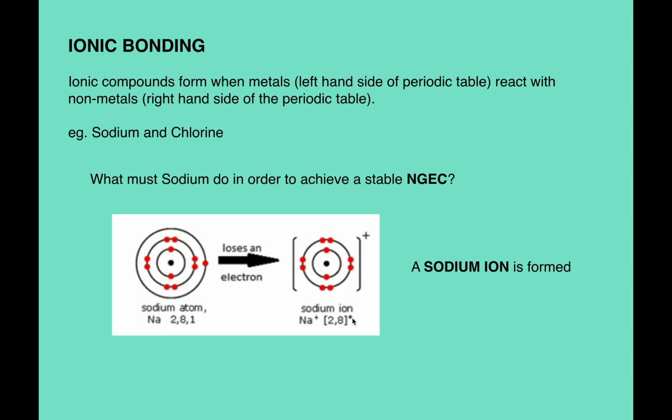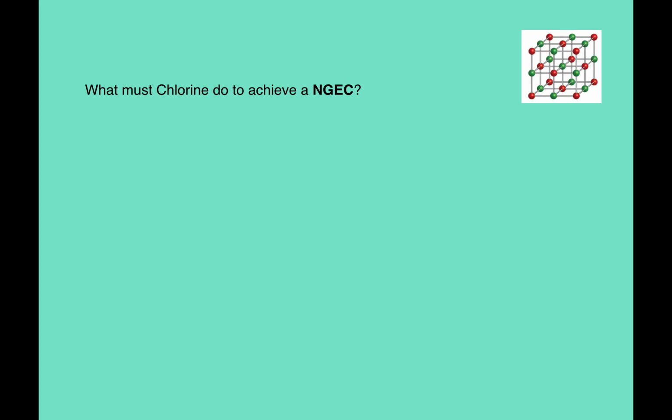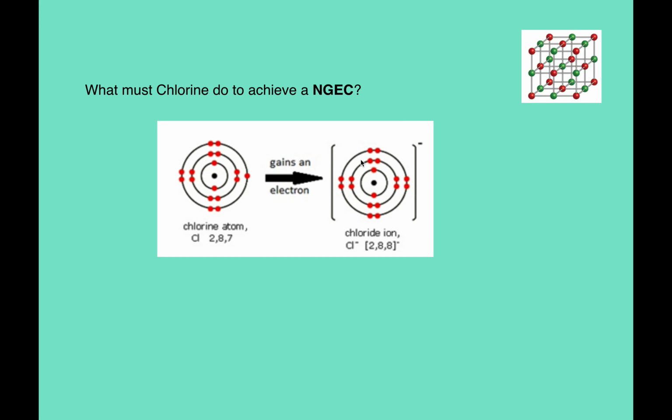Now here's a definition for you. An ion is a charged particle. So something that's got a positive or a negative charge is an ion. Okay, let's have a look at chlorine. What must chlorine do to achieve a noble gas electronic configuration?